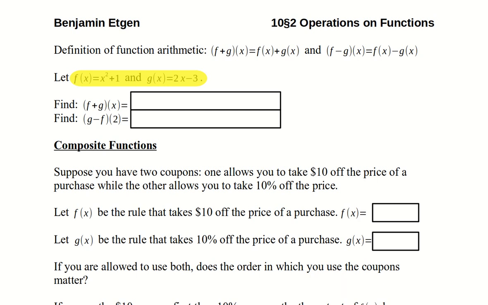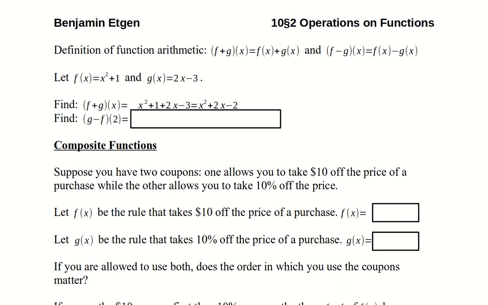So the first thing that we're asked to do is find (f + g)(x). So to do that, we're going to add f(x) plus g(x). So here is x squared plus 1, being added to 2x minus 3. And that's simply a matter of combining like terms. So the x squared comes first. We've got two constant terms, the 1 and the negative 3. They combine to negative 2, and of course our linear term is 2x.